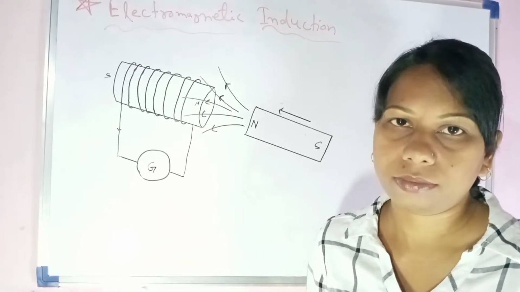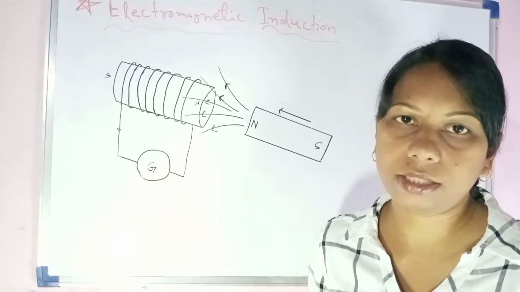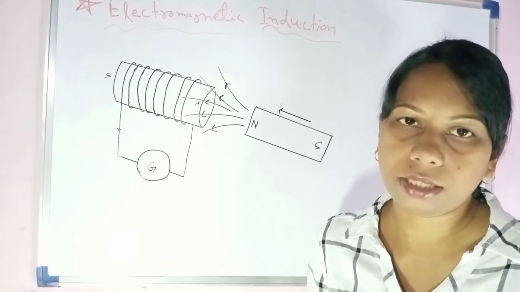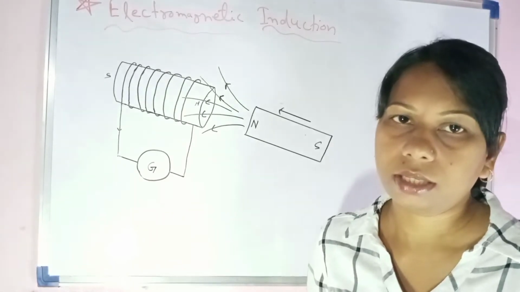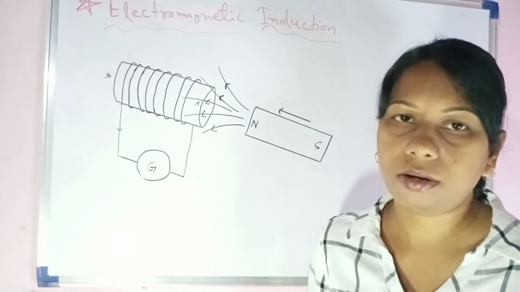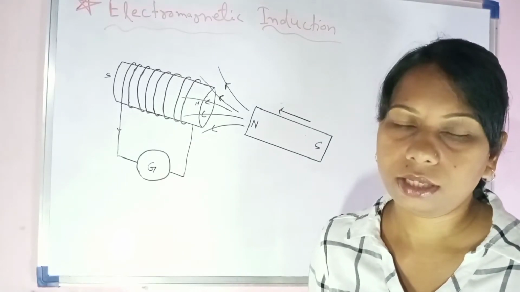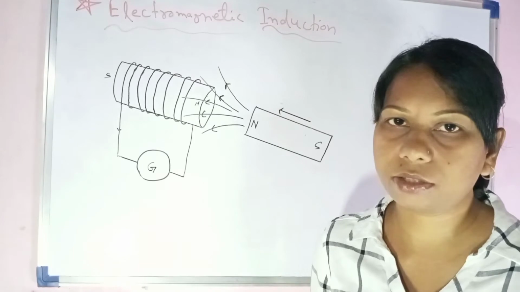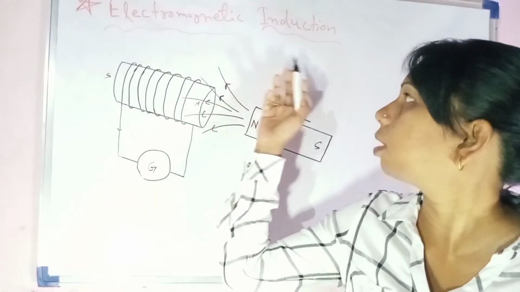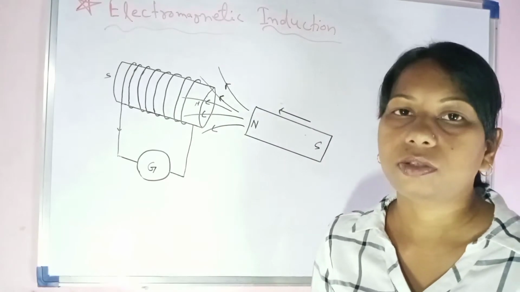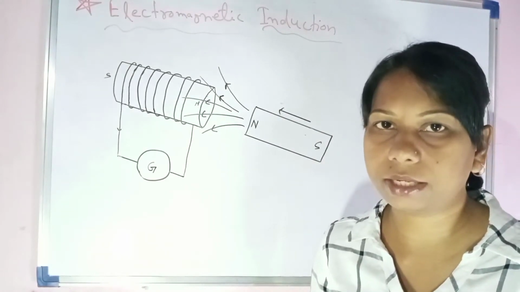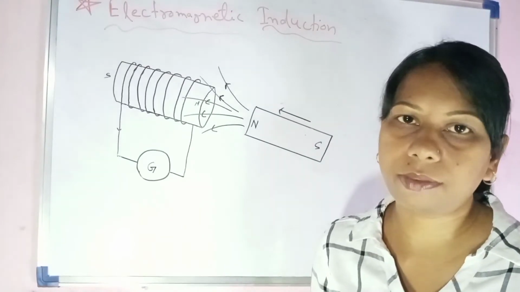Michael Faraday answered this question in 1831 by demonstrating its converse effect, that is, by producing electric current by a magnetic field or by a changing magnetic field. This process is known as electromagnetic induction. Now let us define electromagnetic induction. So electromagnetic induction is the process of generation of electric current by a varying magnetic field.